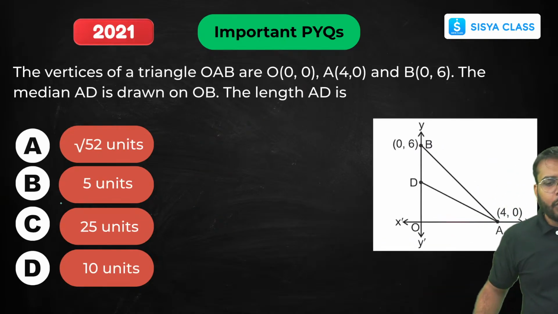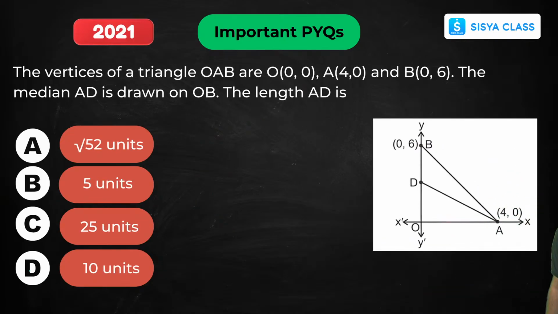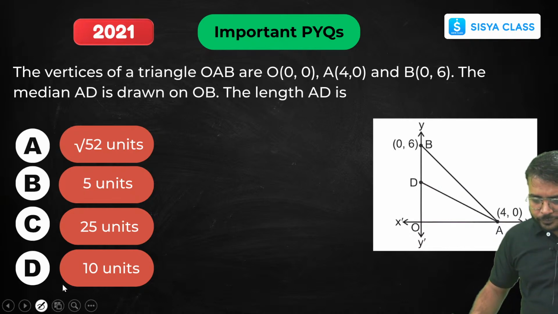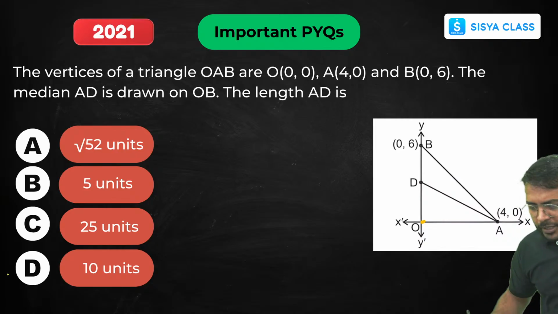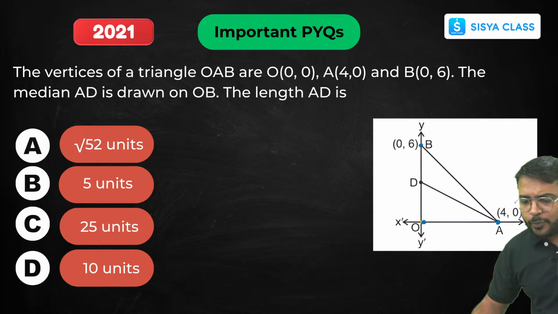Now one more question, 2021. Can you all see this figure? What they are asking in this question: the vertices of a triangle OAB are point O, point A and point B. This is my point O, and this is point A and point B. They have given that these 3 are the vertices, and my triangle is OAB.